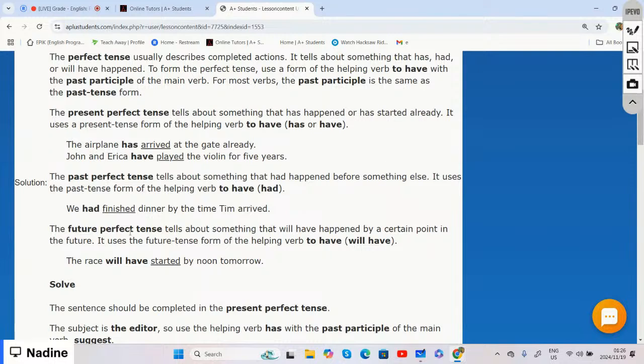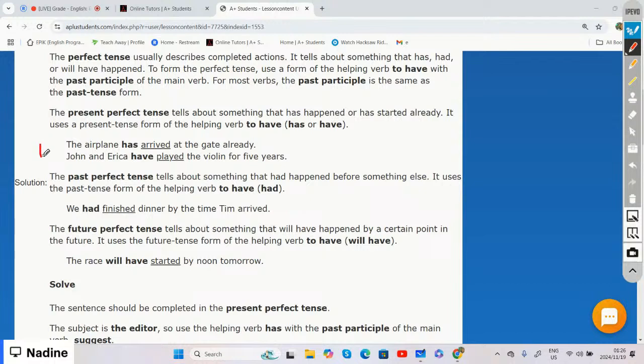All right. And if we look at an example of the present perfect tense, it says the airplane has arrived. So the airplane has arrived at the gate already. So has is the helping verb and arrived is our main verb. Has arrived.